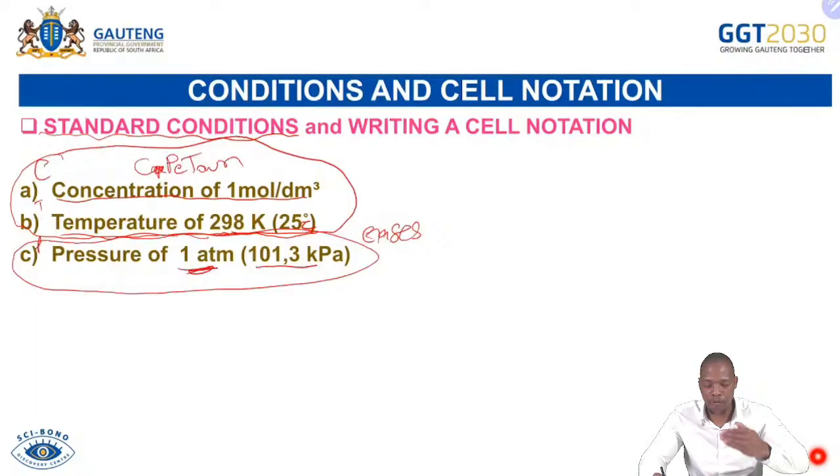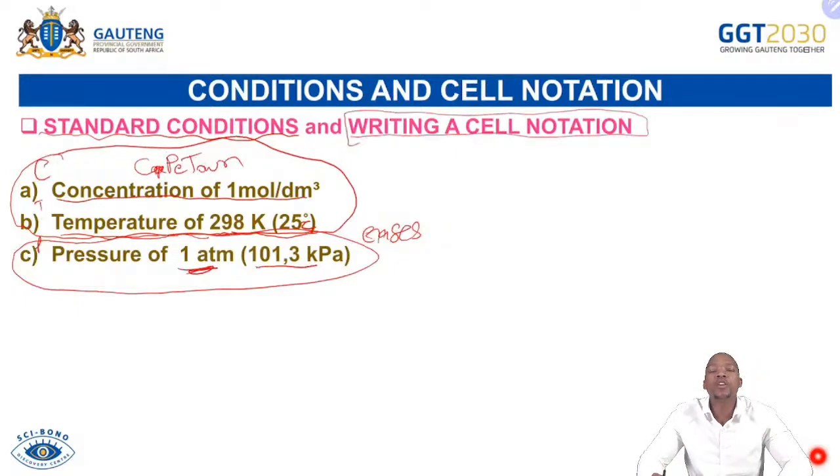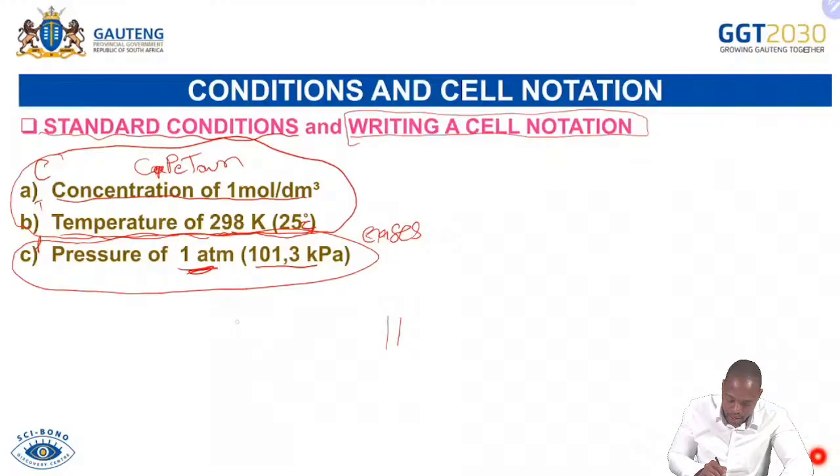But the order of stating them is concentration, temperature, then pressure. That should be the order, okay? Right. Next, the writing of a cell notation. One of the easiest things to do once you understand your galvanic cell. How do we write a cell notation? First thing, draw double lines, right? Then have a line, a space here, a line, and a space here and a line, okay?